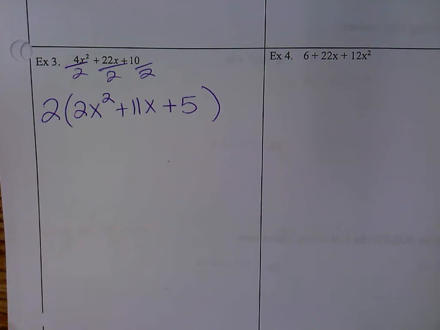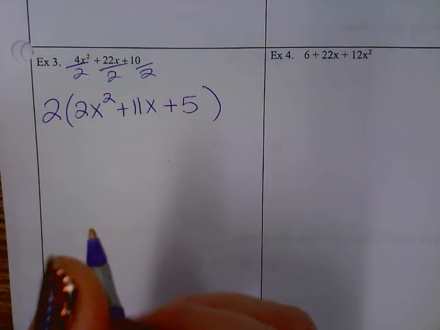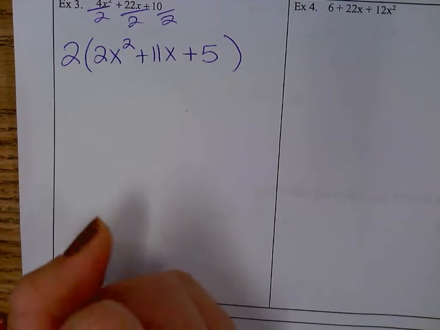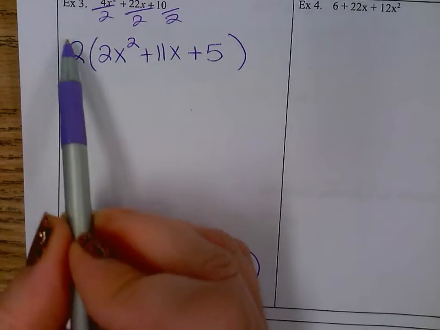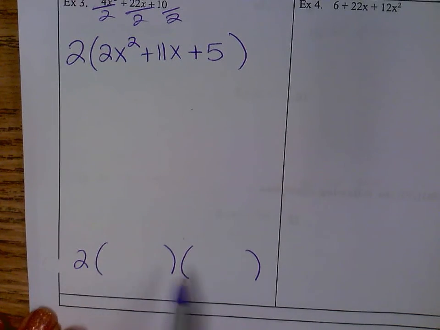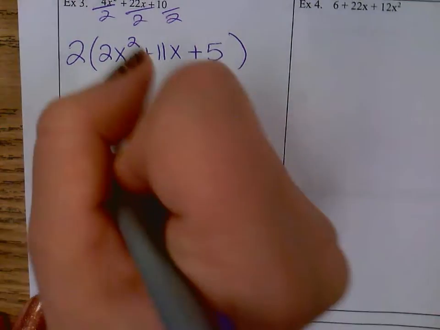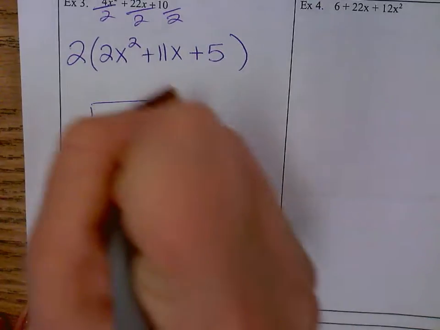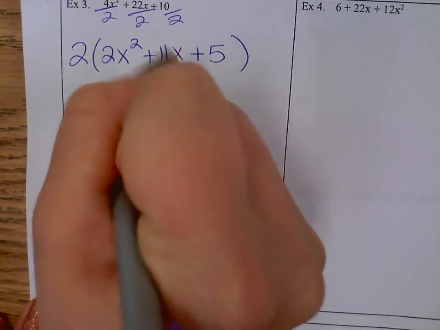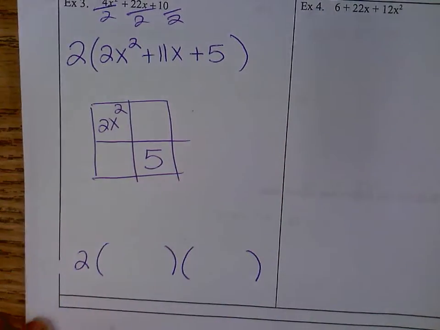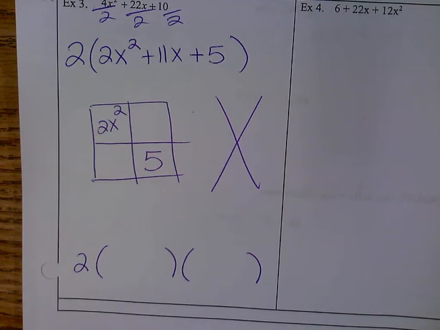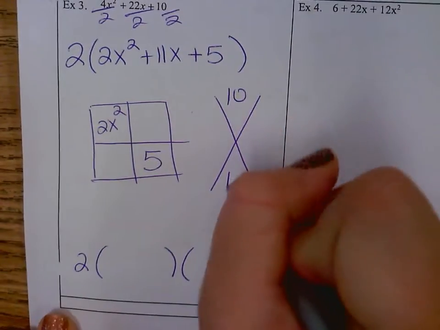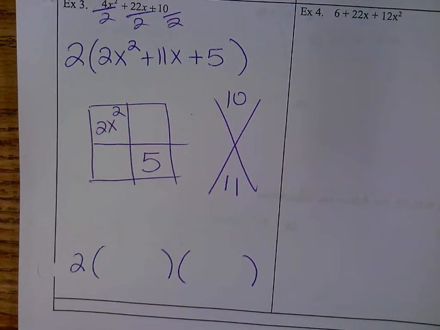So you're going to set up your box. I'm just going to write at the very bottom, my final answer is going to look like this. That way I'm not going to forget that there's a 2 in front when I finish this whole problem. So I'm going to set up my box, 2x squared and 5. And I'm going to set up my diamond. So 2 times 5 is 10, and 11 goes on the bottom of my diamond.